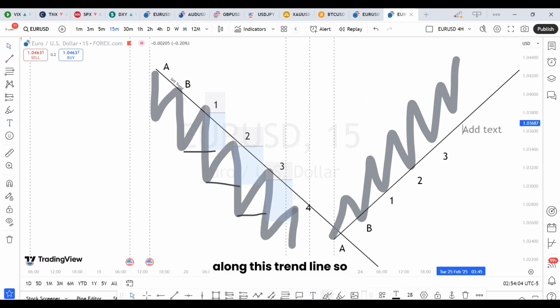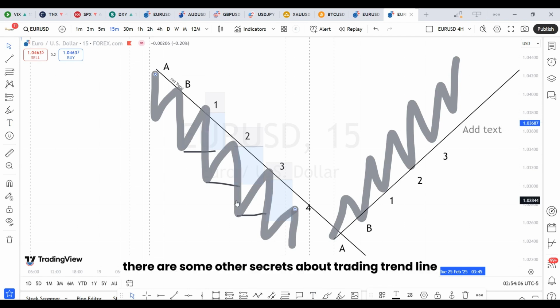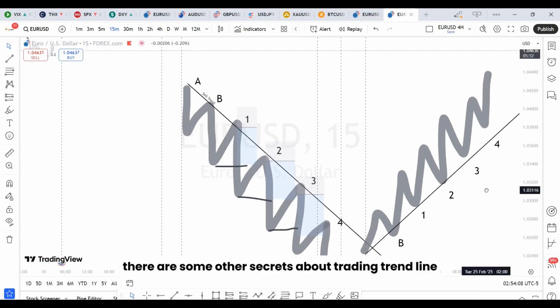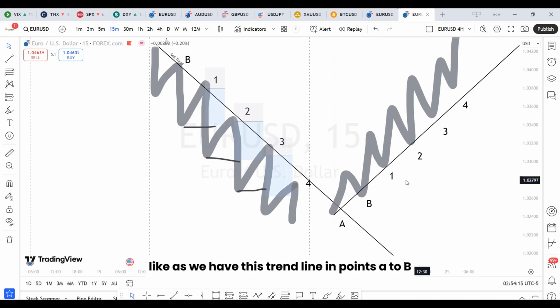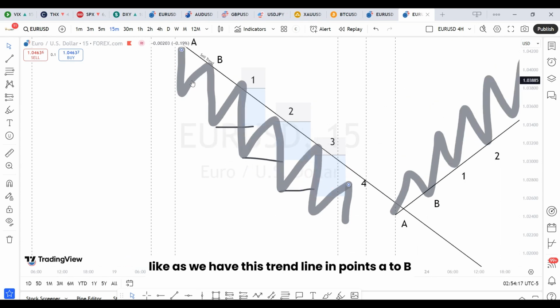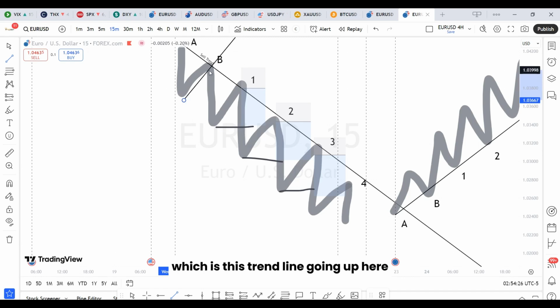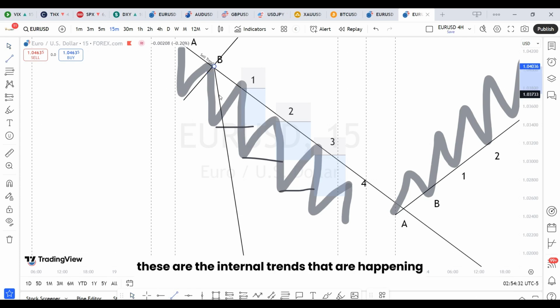So there are some other secrets about trading trend line, like this internal trend and external trend. I'm still going to teach you. Like as we have this trend line in point A to B, we also have a trend inside of it, which is this trend line going up here that broke out to form this sell trend. We have this sell trend going inside of here. So these are the internal trends that are happening.